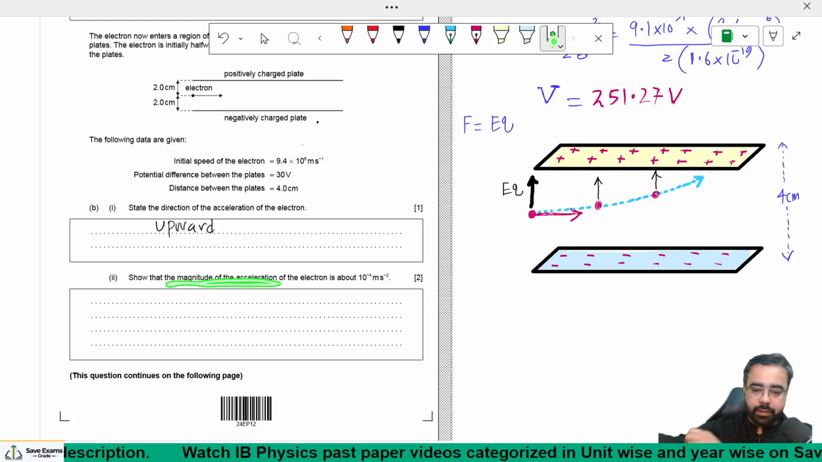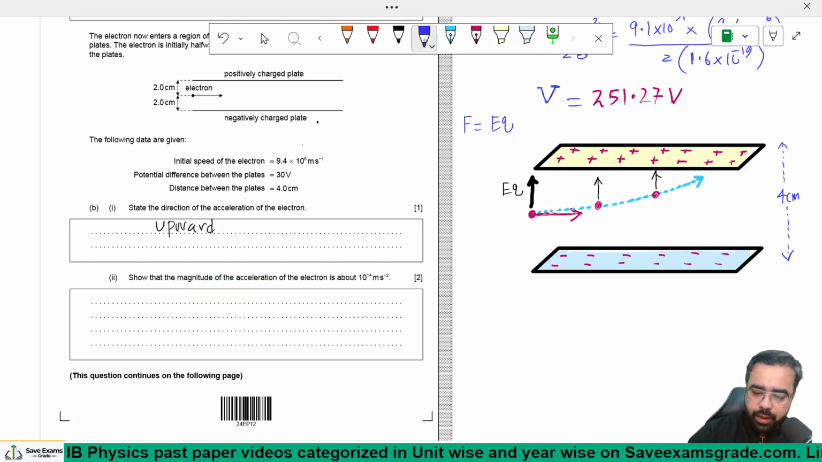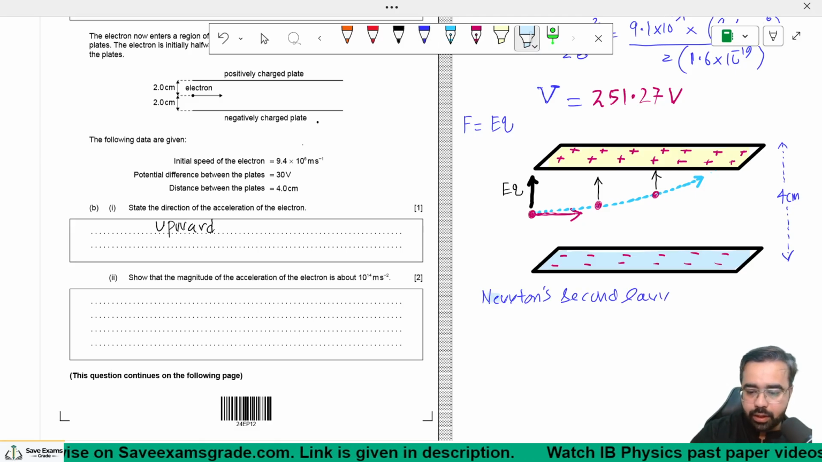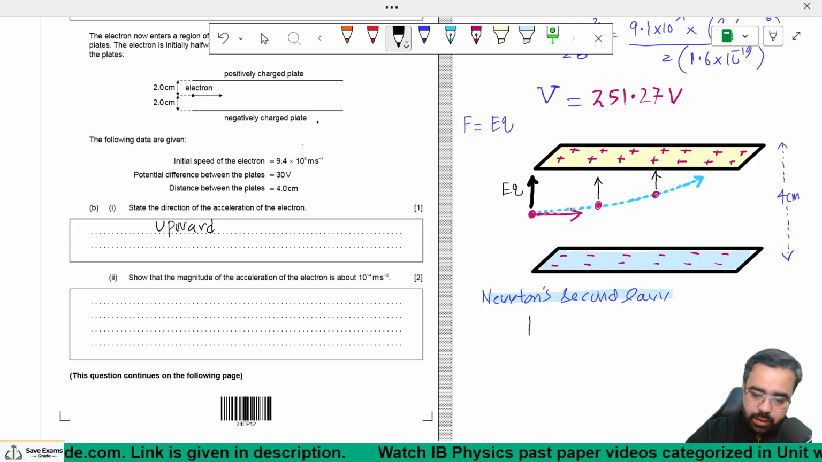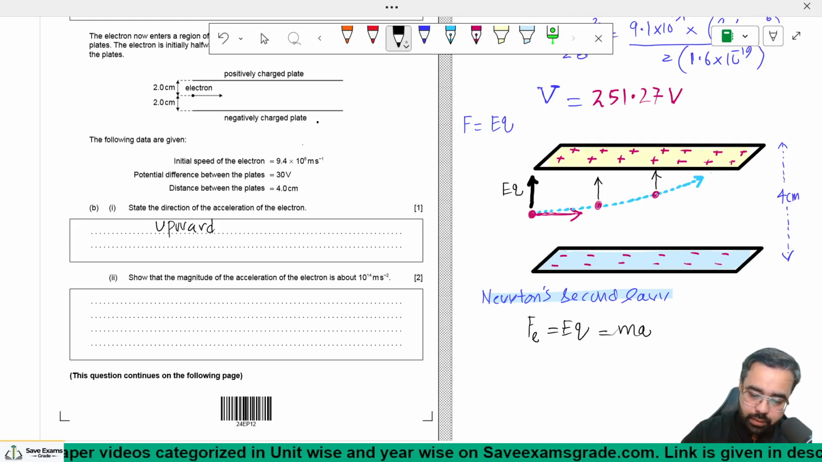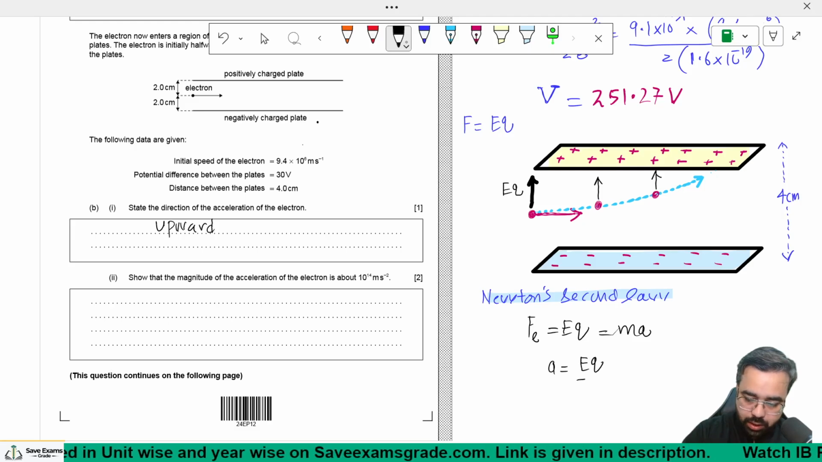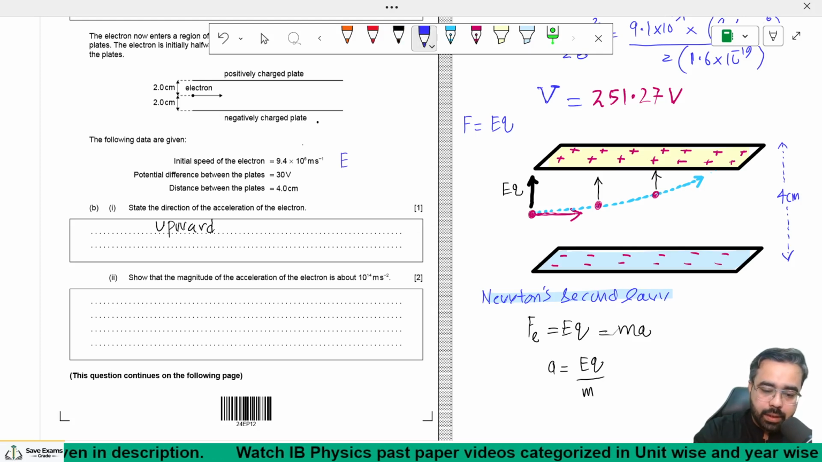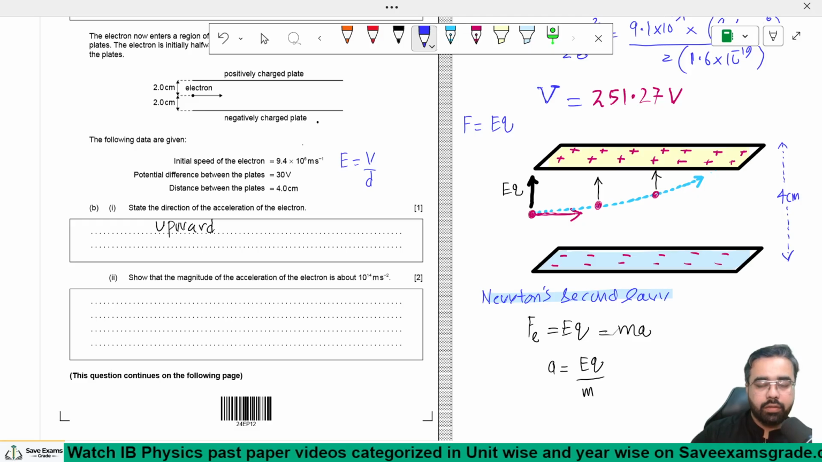Find out the magnitude of the acceleration. So right now, if we apply Newton's second law, we see what the resultant force exerted on it is. So the resultant force is Fe, which equals EQ, and that equals Ma. We can find the acceleration by this equation, right? And right now we don't know the value of E, but in our syllabus this formula is included for SL and HL. All right, so you can put the value here.